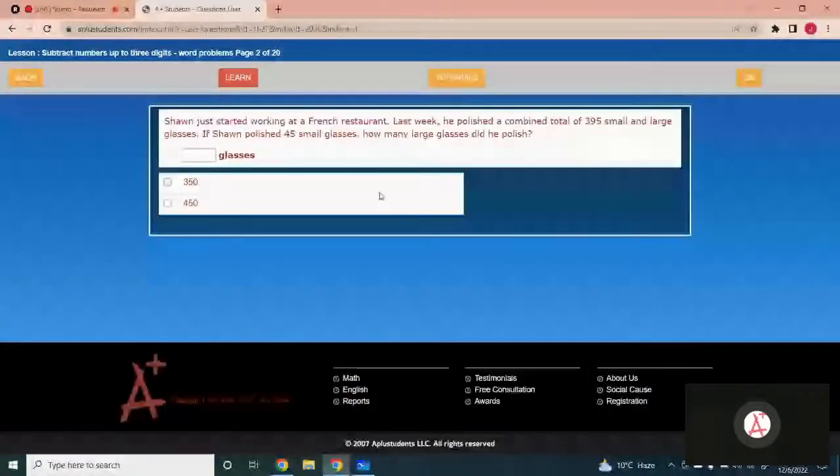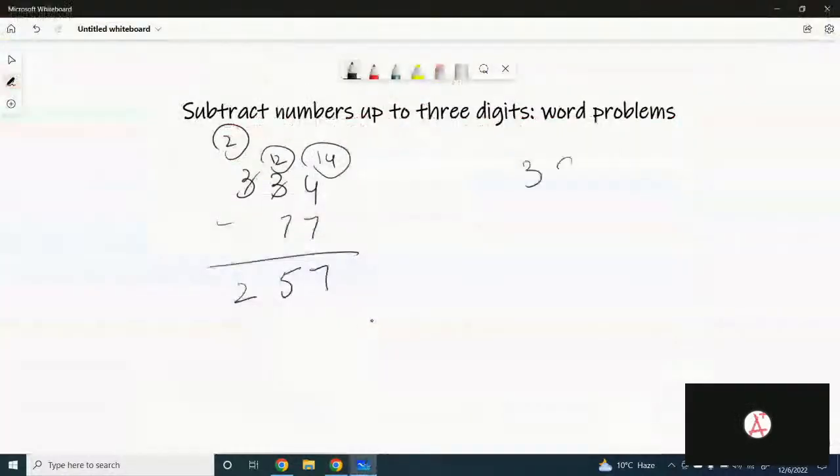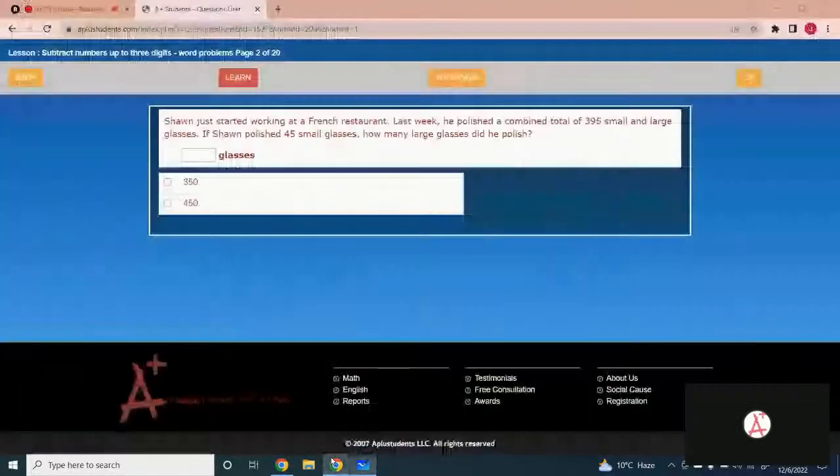Okay, Sean started working at the French restaurant. Last week, he polished a combined total of 395 small and large glasses. If Sean polished 45 small glasses, how many large glasses did he polish? Got it? So you have to subtract 45 from 395. So which option is the correct one? 5 subtract 5 is 0, 9 subtract 4 is 5, and 3. So it would be 350. Got it? Just select the correct option, then click on the OK button.